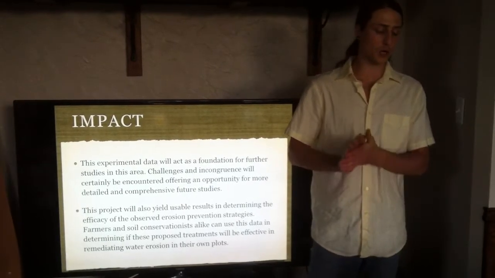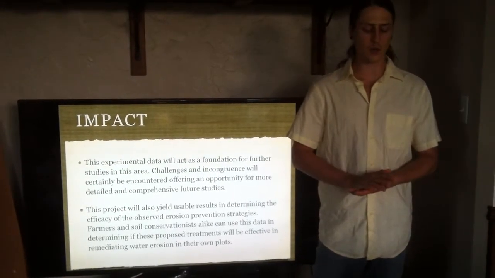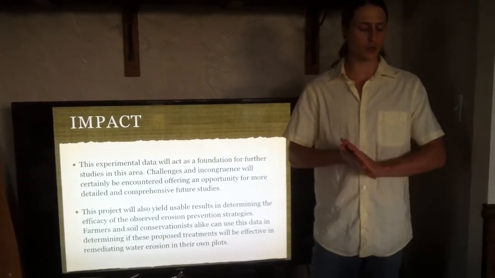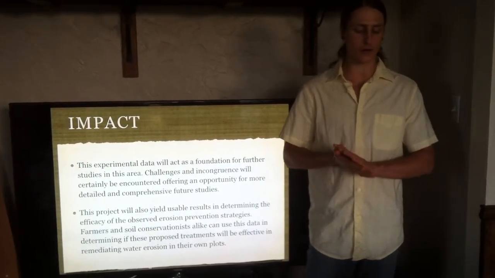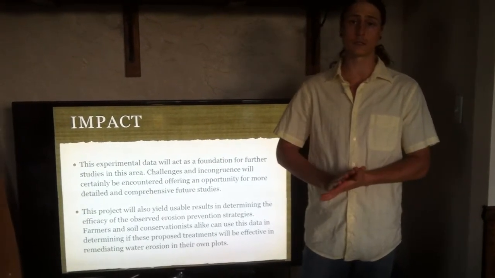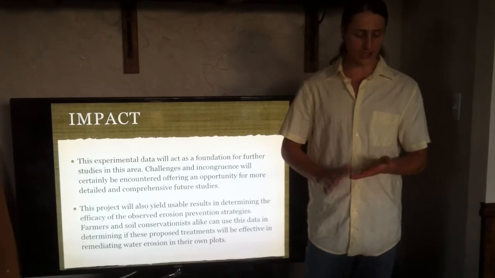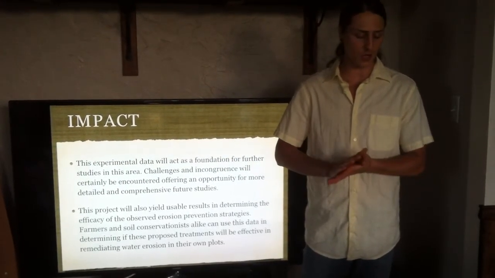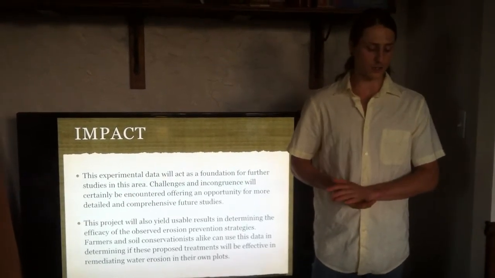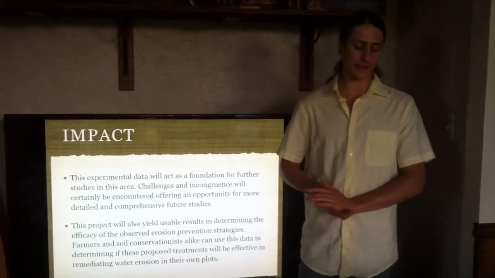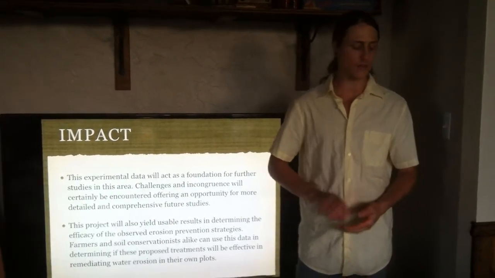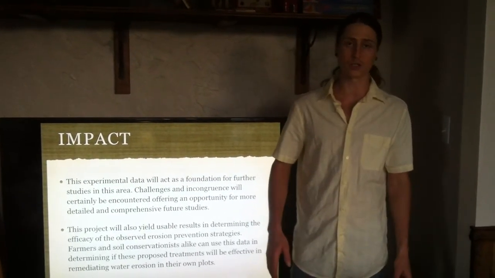So, the impact of this project. This experimental data will act as a foundation for further studies in this area. Challenges and incongruence will certainly be encountered, offering an opportunity for far more detailed and comprehensive future studies. This project will also yield usable results in determining the efficacy of the observed erosion prevention strategies. Farmers and soil conservationists alike can use this data in determining if these proposed treatments will be effective in remediating water erosion in their own plots.